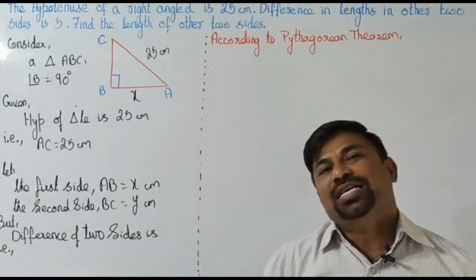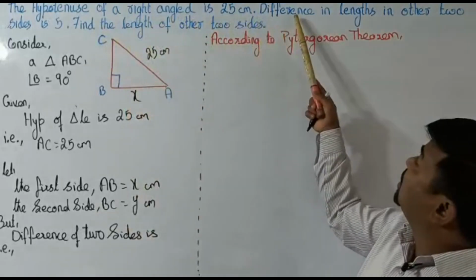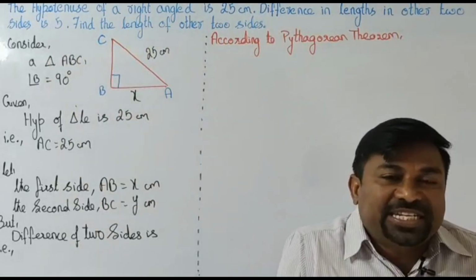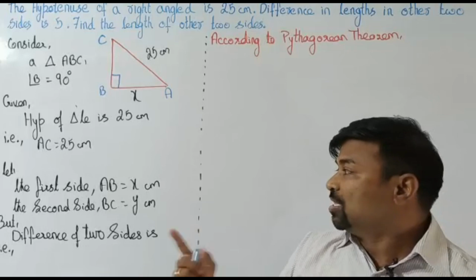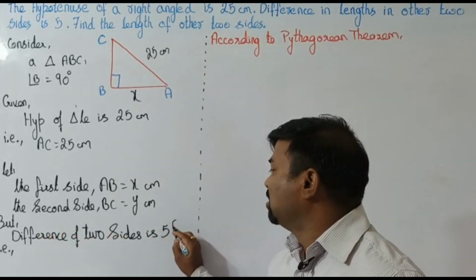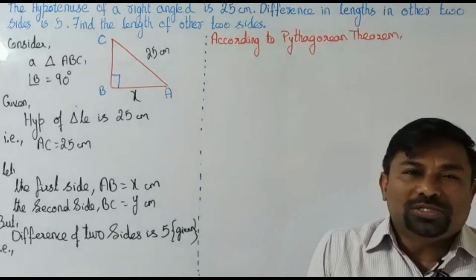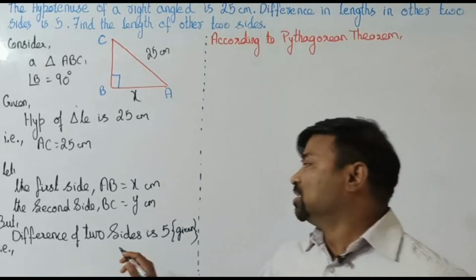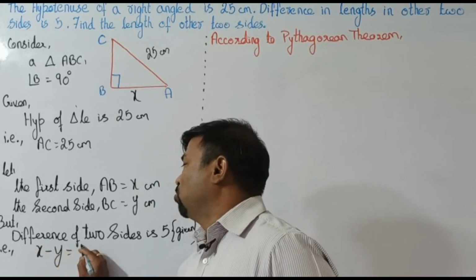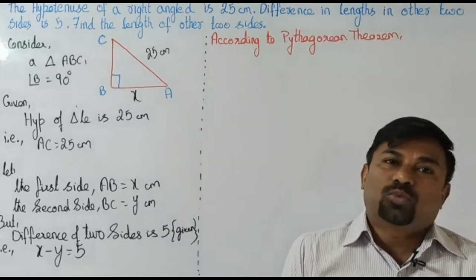So what is the relation he has given between x and y here? Let's check that relation. He says the difference in length of the other two sides is 5. Difference means take away, minus, subtraction. The difference of the two sides is 5, that is given. So the meaning of difference is nothing but minus. That is x minus y is equal to 5. So what is the value we got? We got x minus y equals 5.